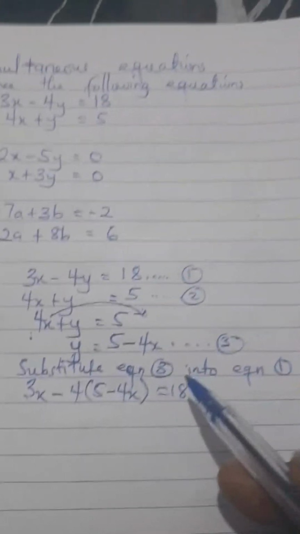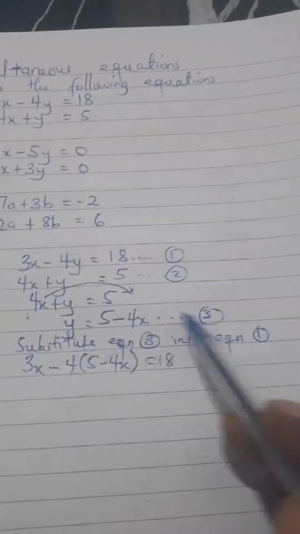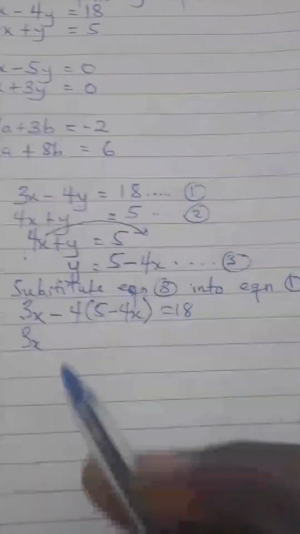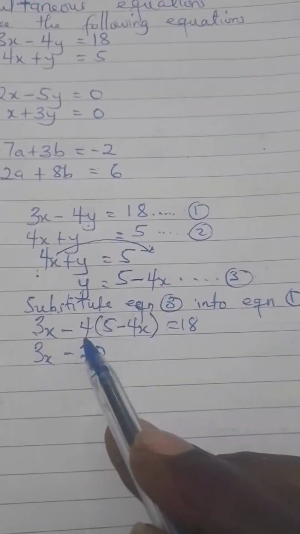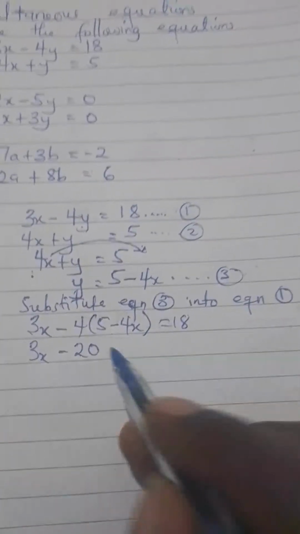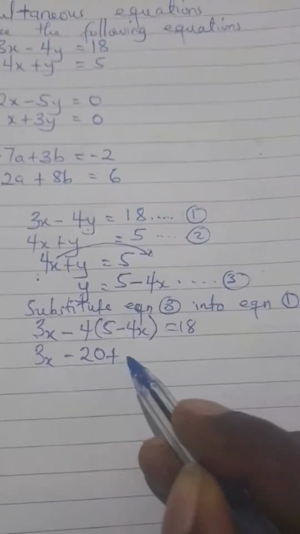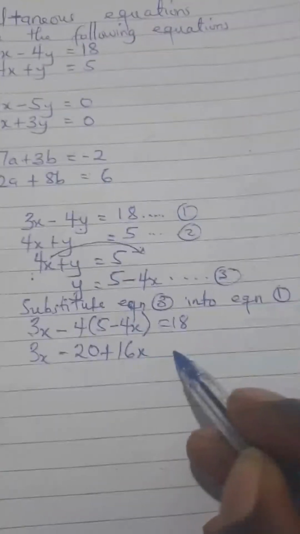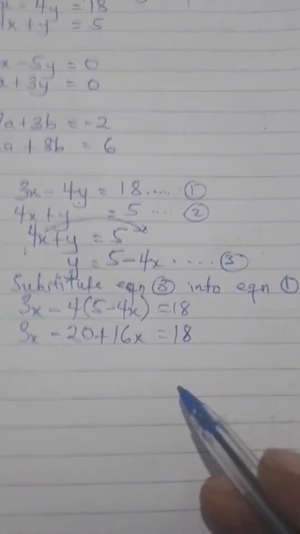So the only thing we did is to substitute equation 3 into equation 1. And so here, instead of y, we replace it with what? 5 minus 4x. Right. So from here we have 3x. You expand or you solve with 3x. Then we have minus 4 times 5. So that will give us minus 20. Then minus 4 times minus 4x. Negative will give us addition. So that will be plus 16x equal to our 18, which is already here.